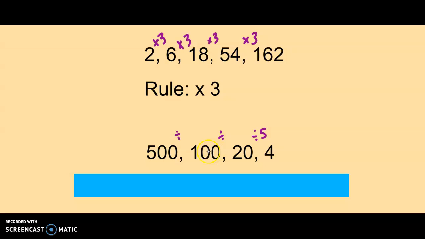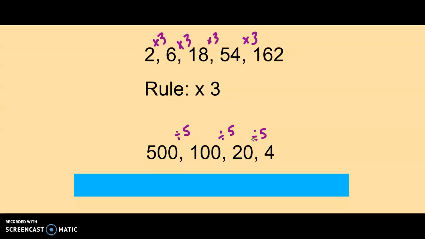So let's check here. Is 100 divided by 5 20? Oh, yes, it is. And is 500 divided by 5 100? Oh, yes, it is. So 4 times 5 is 20, 20 times 5 is 100, and 100 times 5 is 500. And that's one way of checking it, instead of the division, is to go and do the opposite operation.